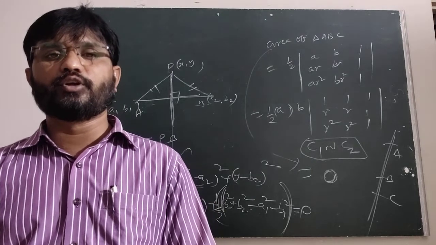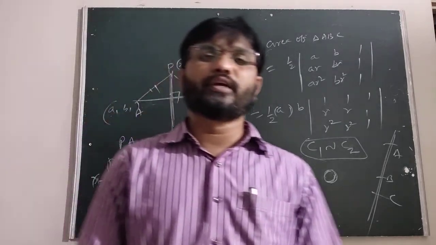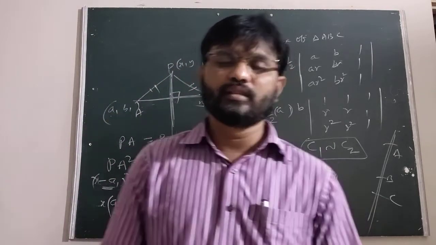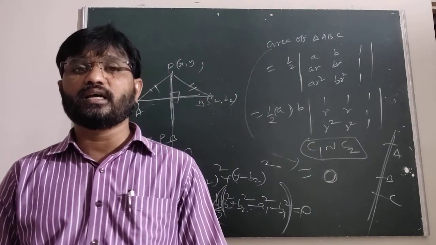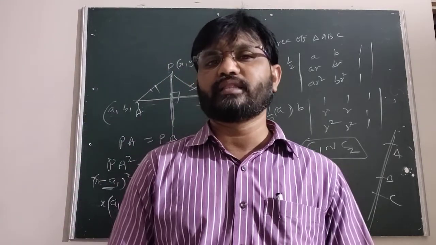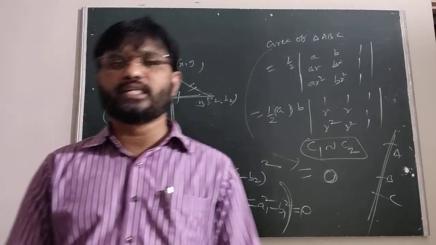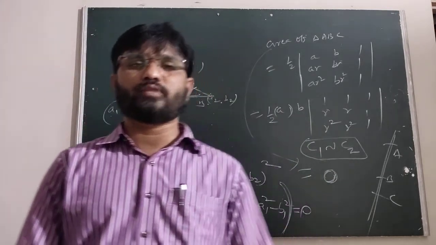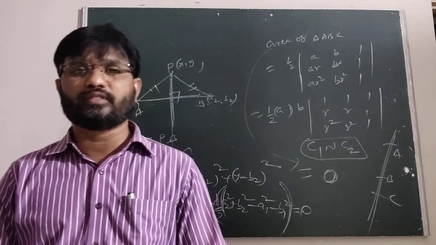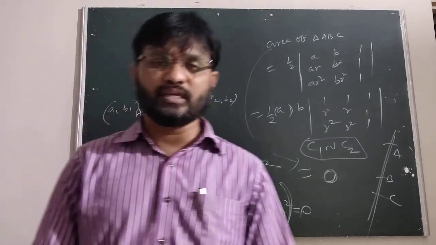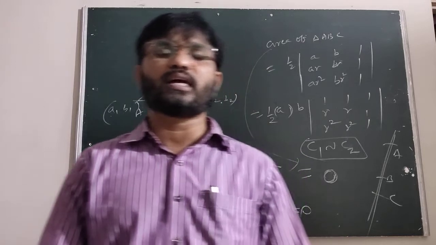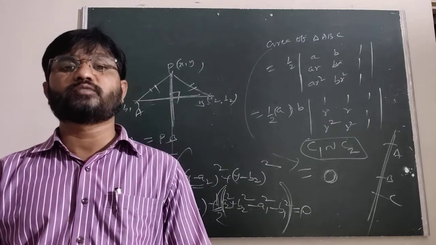After that, we can learn about the symmetric form, that is x minus x1 by cos theta equals y minus y1 by sin theta. Then the parametric form: if the point x comma y is at a distance r from the point x1 y1, making an angle theta with the positive direction of the x-axis, then x equal to x1 plus mod r cos theta, y equal to y1 plus mod r sin theta.